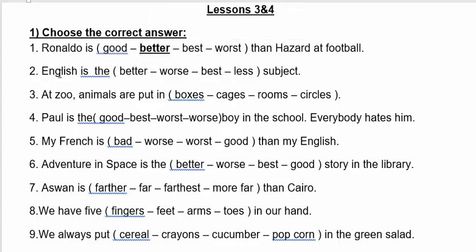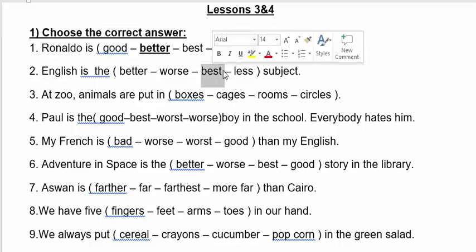Number 2, English is the better, worse, best, less subject. Here we have the superlative form, the superlative form of good. English is the best subject. Excellent, the best subject. So the answer will be best.